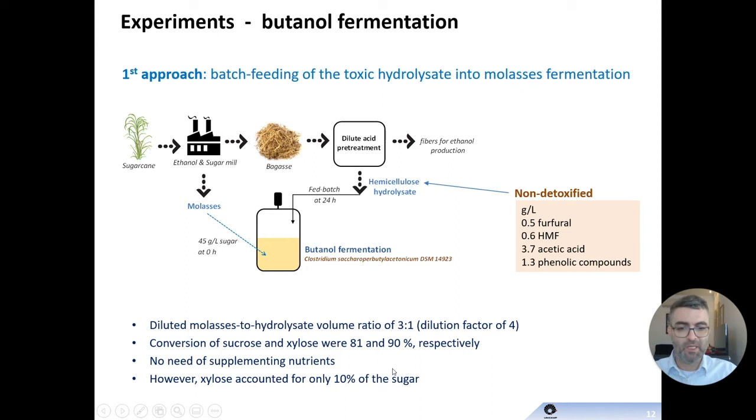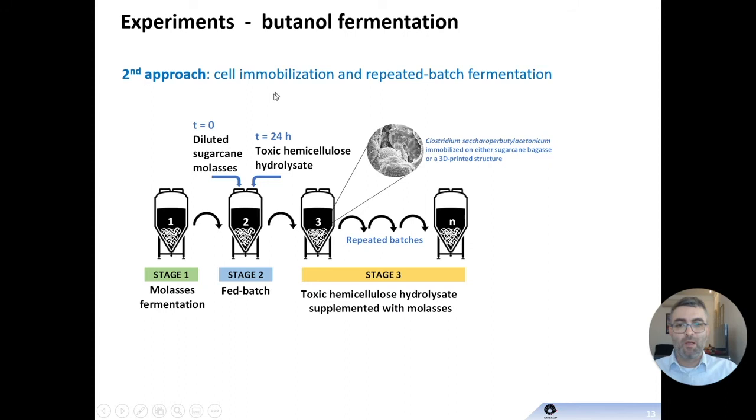In order to increase the fraction of second-generation butanol from the output of this fermentation, we came up with the second approach, in which we try to increase the fraction of hemicellulose hydrolysate in the fermentation. We propose a three-stage fermentation with cell immobilization, conducted in a repeated batch fermentation scheme. In the first stage, we start with molasses fermentation. Then we change the fermentation medium. And here the cells were immobilized in the sugarcane bagasse itself.